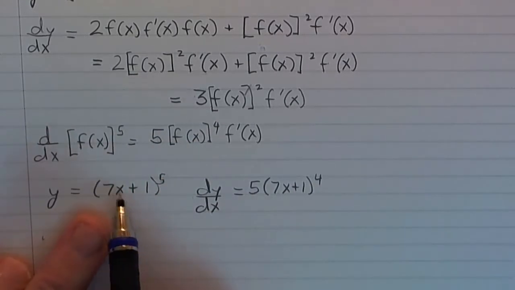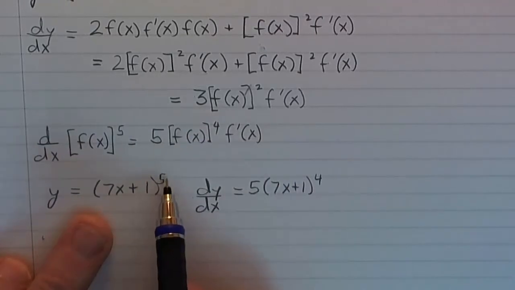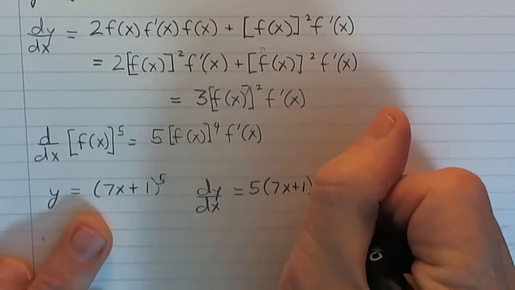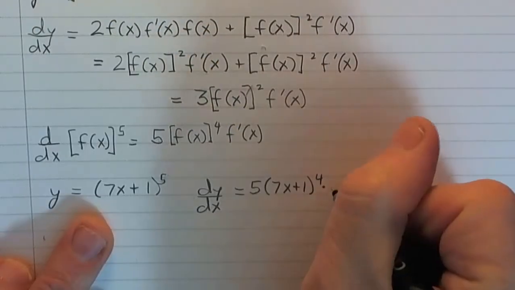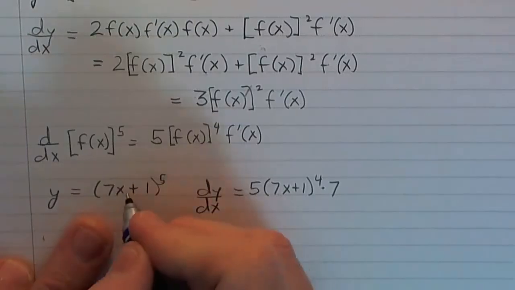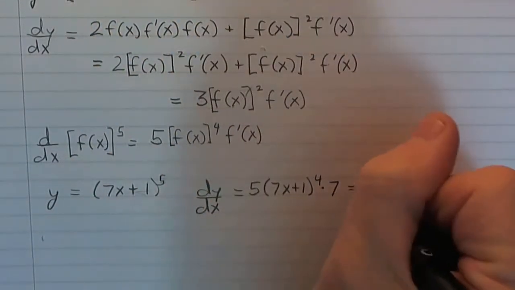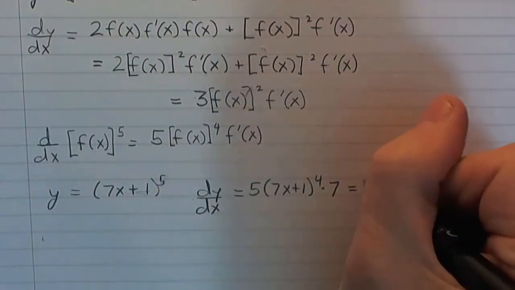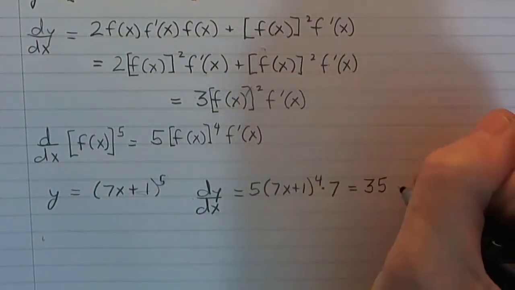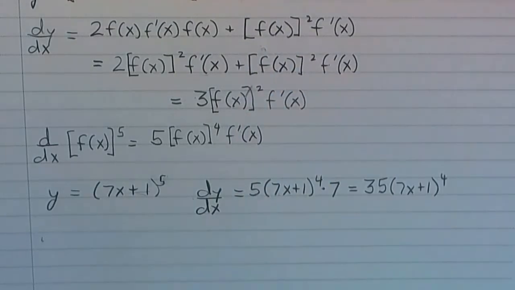It's kind of like if this 7x plus 1 is f of x, and then this is the power here, and then times the derivative of the inside. Well, the derivative of the inside, 7x plus 1, is just 7. In other words, the derivative of the f of x in here. So my derivative, finally, is going to be 35 times 7x plus 1 to the fourth. So this is a demonstration of the chain rule.